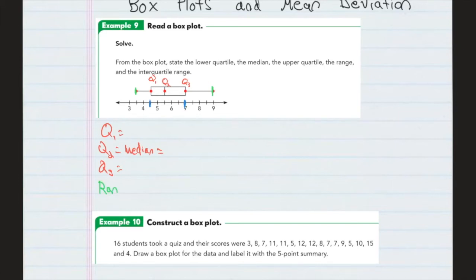So what's the range? And then the IQR, interquartile range. Let's go ahead and find those. Those are just going to be plots that are listed for us. Q1 is this line here, which means it's 4.5. Q2, which is the median, is this line here, which means it's 5.5. Q3 is this line, and that's right on 7. The range is when we take the upper extreme and subtract the lower extreme. So that's 9 minus 3.5, and that's going to give us 5.5.